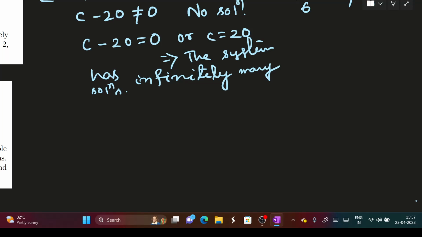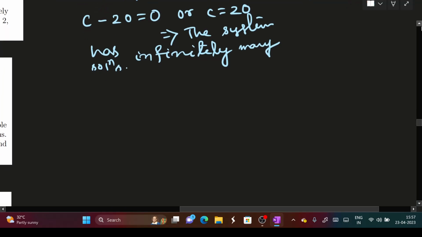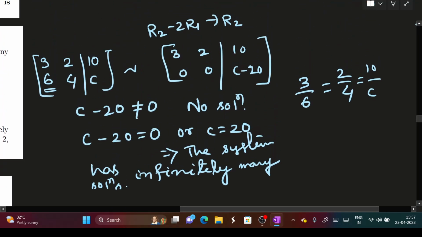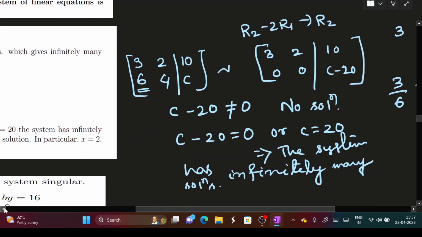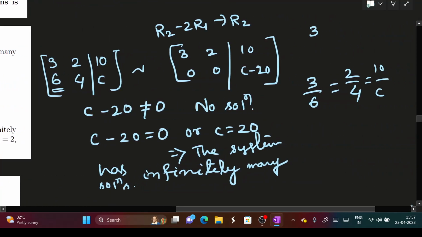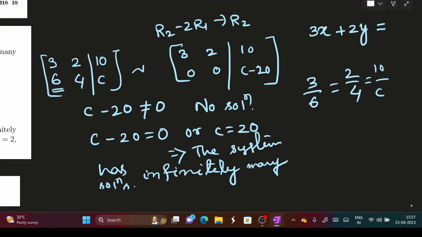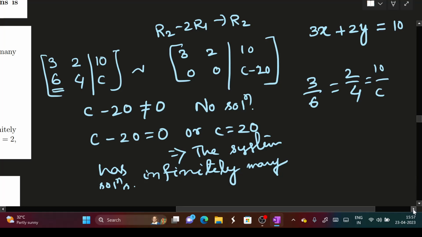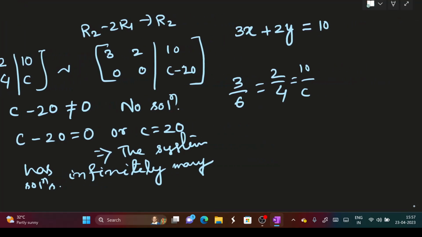So what are the solutions then? When C is equal to 20, this system of equations will have solutions. What's the equation? Two equations, variables x, y. So 3x plus 2y is equal to 10. I got this equation. Here for every value of y, I will have a solution.